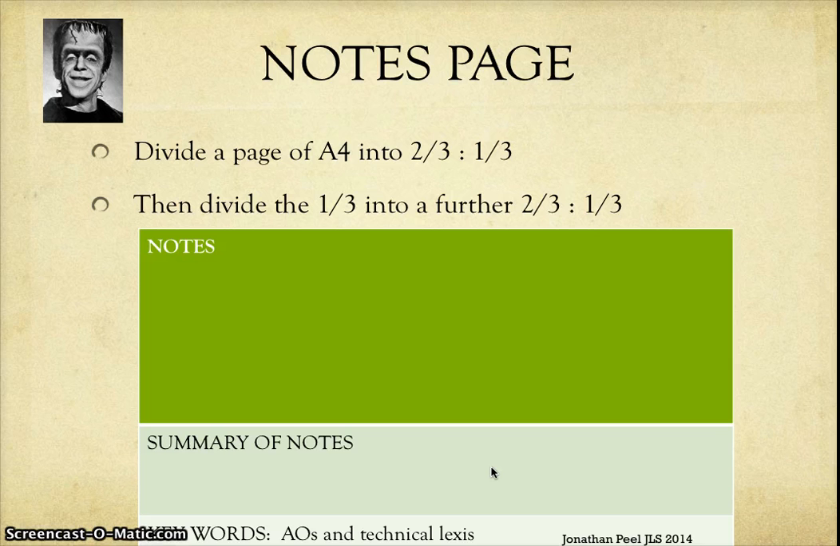Then, in the middle tier, as it were, you write a summary of those notes, and that's often done, and best done, after the lesson, in your own time, as a means of helping yourself to remember and to recollect the notes you've taken. Organise it so that in your folders you can see at a glance what every page has been dealing with. At the foot of the page, this is where I'm saying key words. You might jot down the AOs that are particularly useful here, technical lexis, or anything that's particularly important on that page that you want yourself to remember.